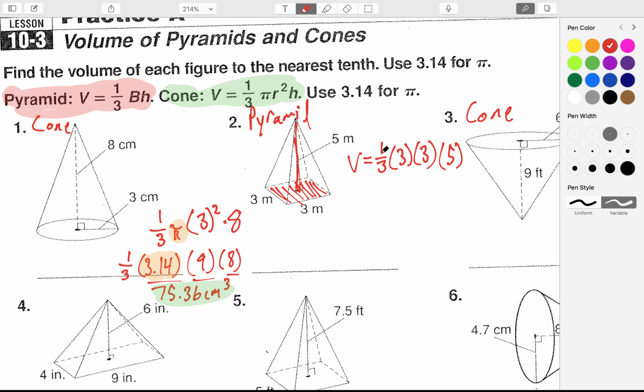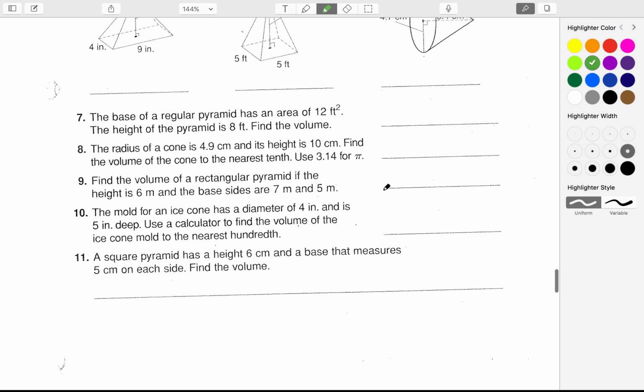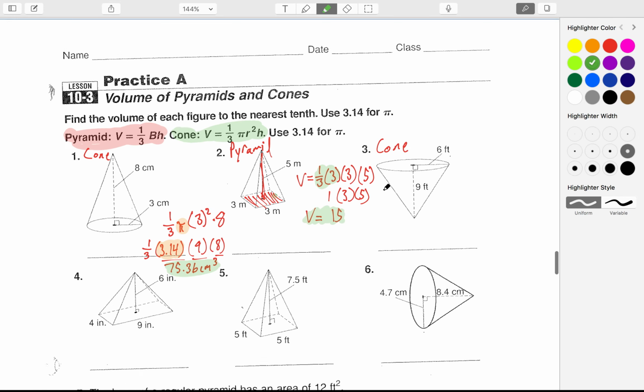Oh, this one's nice because look, 3 times a third is the same as saying 1, right? So 1/3 times 3 is the same as just saying 1 times 3 times 5. So this is 15 is equal to the volume. And we are done on that one because it was a lot easier numbers to deal with, because on a pyramid there's no pi. So that's what made it really easy, there's no decimal, 3.14. Okay. All right, so that's lesson 10-3. That's the end of that.